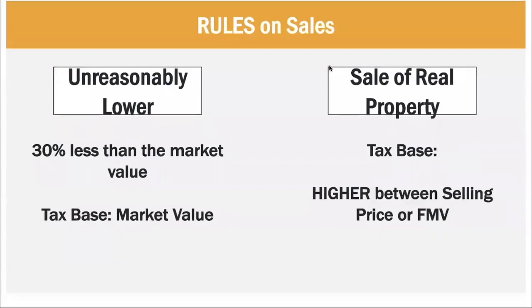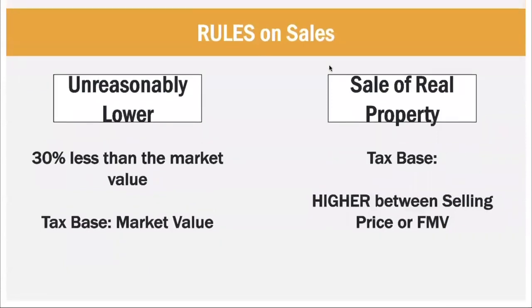So, what are the rules on your sales? The rules on your sales, such as when it is considered an actual sale: first, if there is an unreasonably lower sale. What is this unreasonably lower sale? There is an unreasonably lower sale if it is 30% less than the market value of that particular sale. So our tax base now becomes the market value.